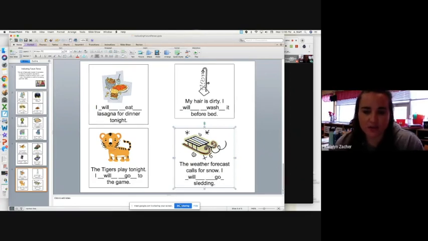So a lot of those, when you're talking about the future, most all the time, you want to use will and then the verb. So always remember that. Will and then the verb. So good luck on your worksheet.